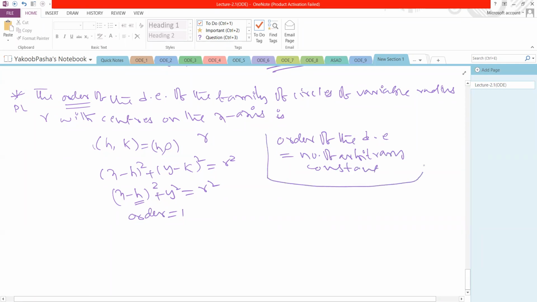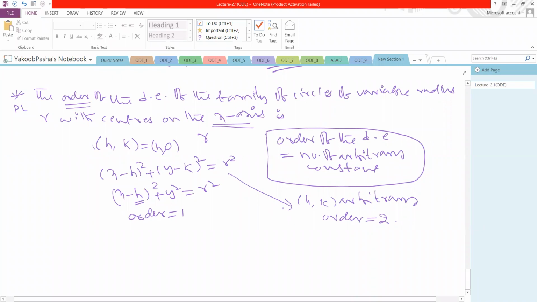So order is equal to 1. If they had not specified the x-axis and had given the circle in general, then the equation would be in the form (x minus h) whole square plus (y minus k) whole square equal to r square. Here there are 2 arbitrary constants h and k, so in that case order is equal to 2. Remember, the order of the differential equation is equal to the number of arbitrary constants.